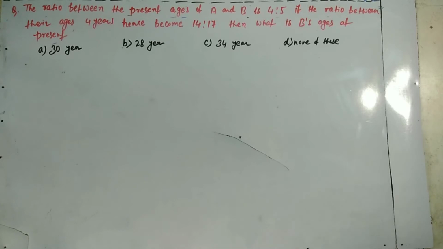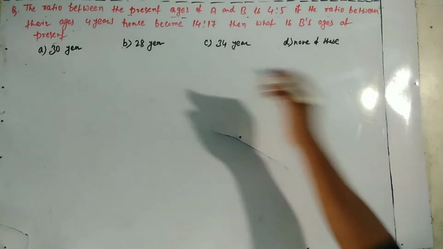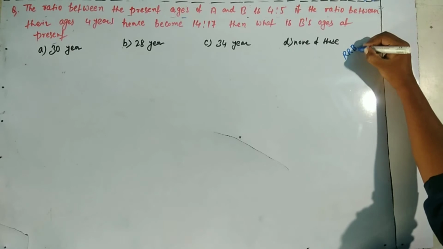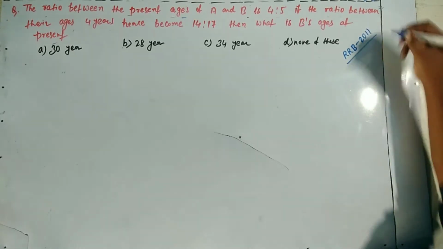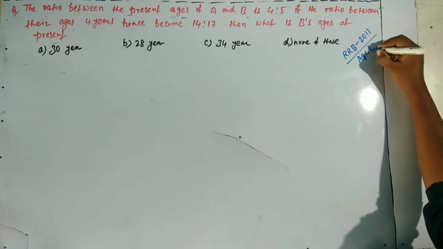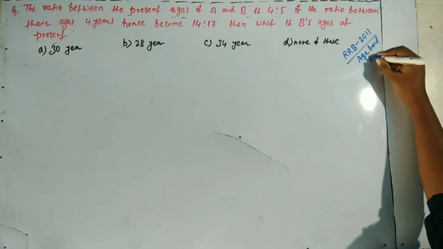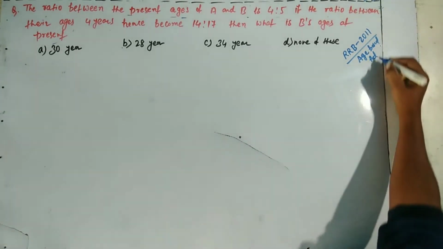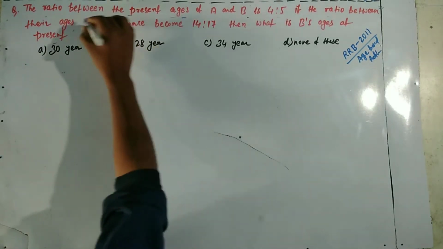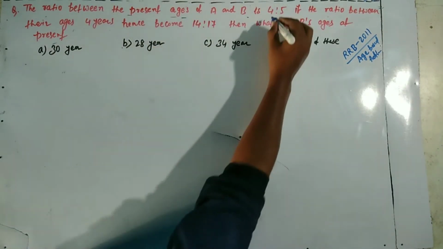given, the age ratio of A and B is 4:5. After 4 years, the ratio of ages is 14:17. We have to find the age of B at present. This question was asked in RRB 2011 and it belongs to age problems. So we have to find the age of B at present.